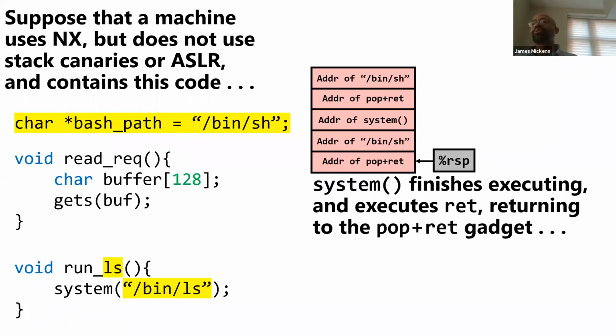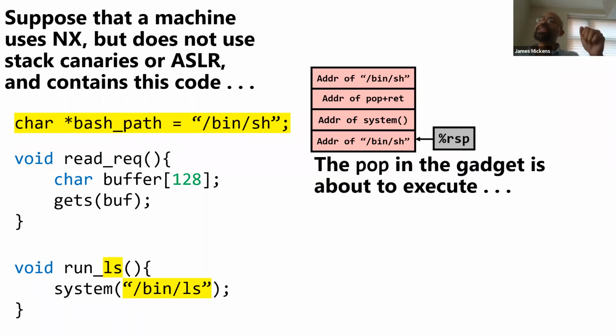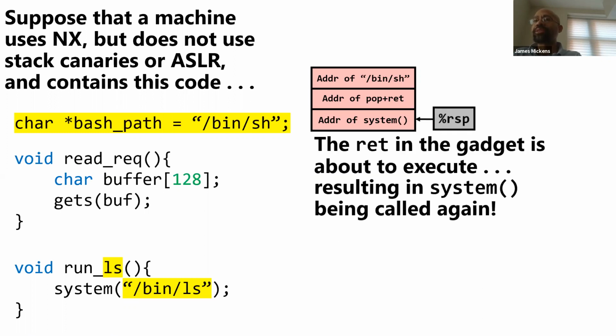Okay, so imagine that system has finished executing, and now system is about to execute its own ret. What's going to happen? That ret is going to pop the address off the top of the stack. That address is the address of the pop ret gadget. So we're going to have a situation that looks like this. Now we are inside the gadget. The pop in that pop ret gadget is about to execute. What's it going to pop off? It's going to pop off that argument that we passed to system. So it's going to pop that argument, that pointer, into EAX. Then it's going to result in a stack pointer that looks like this.